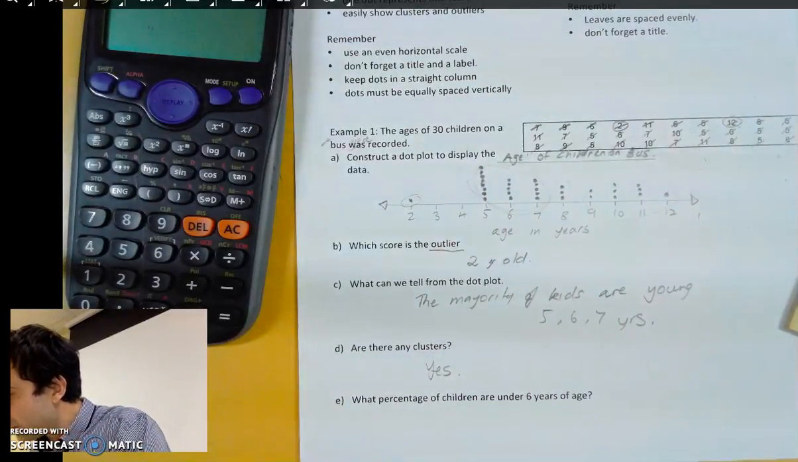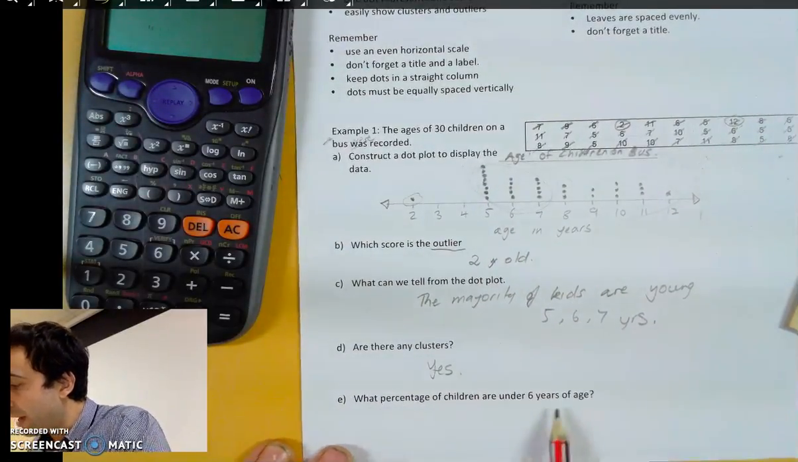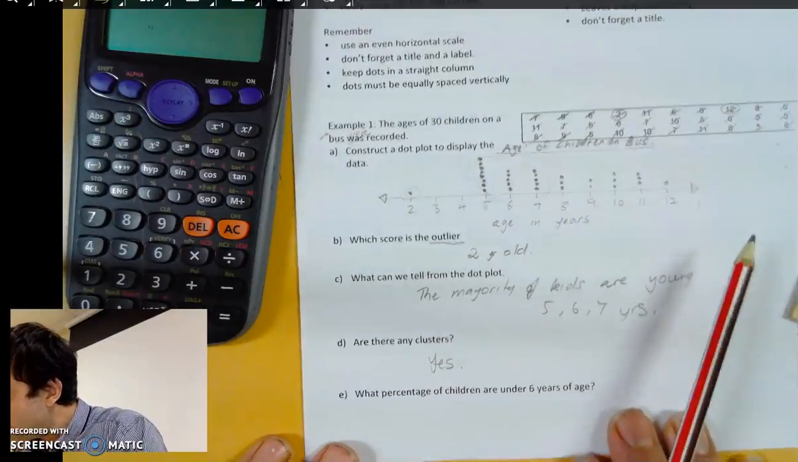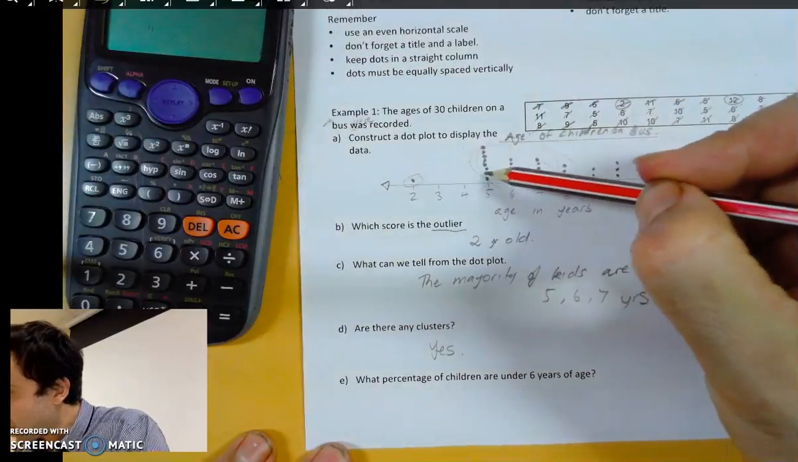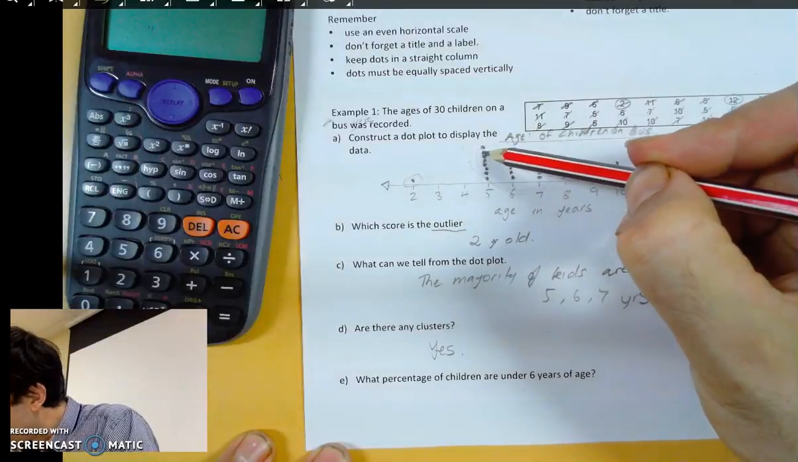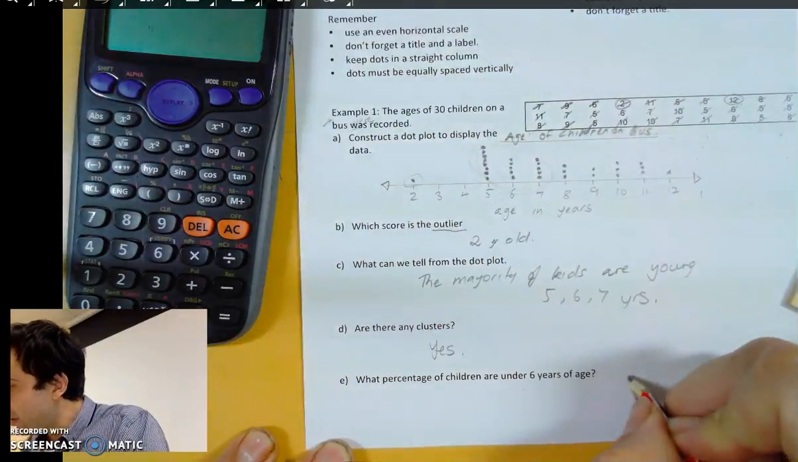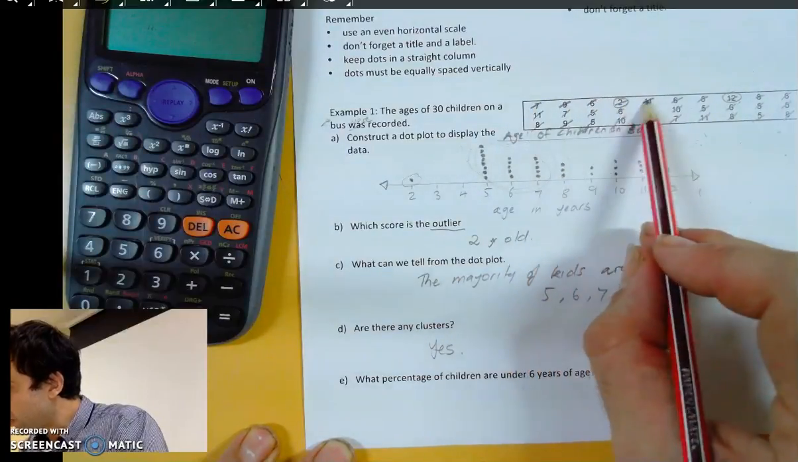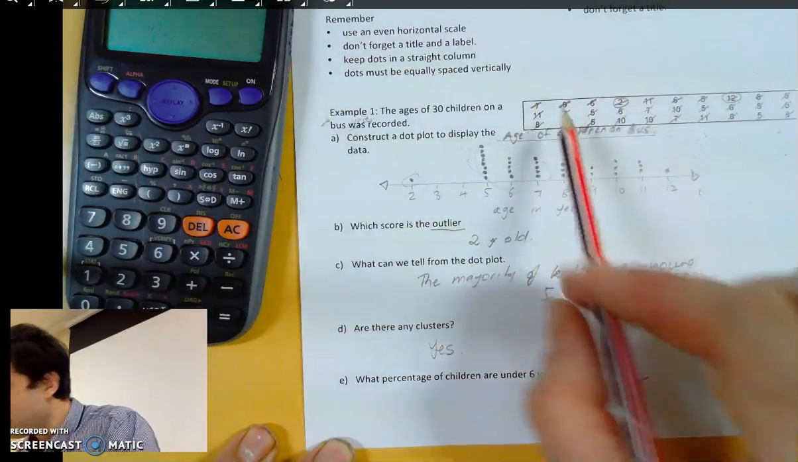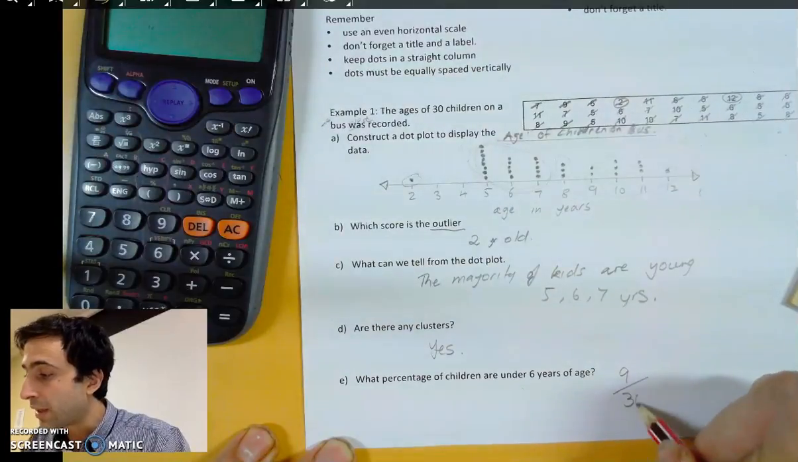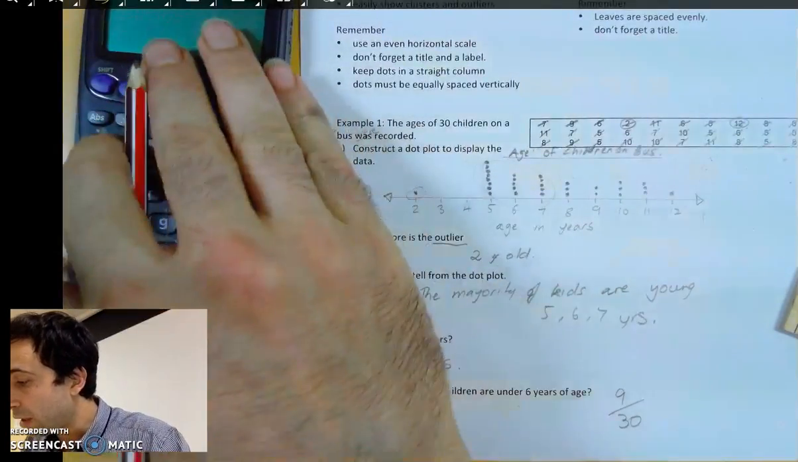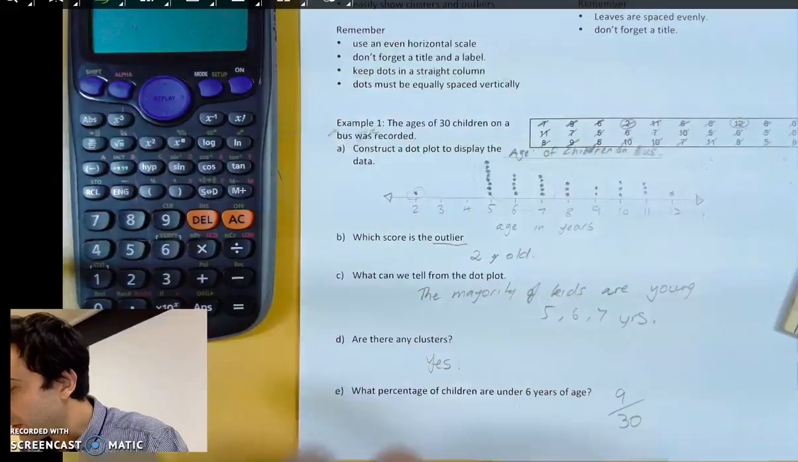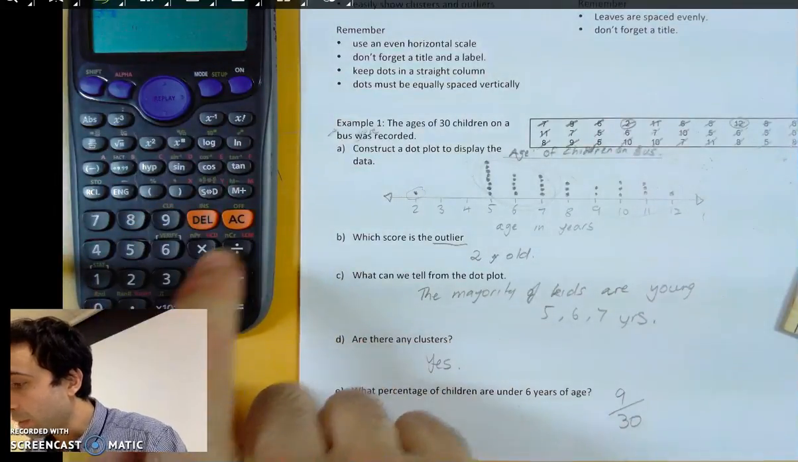What percentage of children are under 6 years of age? And so we see 1, 2, 3, 4, 5, 6, 7, 8, 9 kids out of how many in total? 1, 2, 3, 4, 5, 6, 7, 8, 9, 10. 10 by 3, so 9 out of 30. So this is where we get our trusty old calculator and we say 9 divided by 30 equals 0.3.